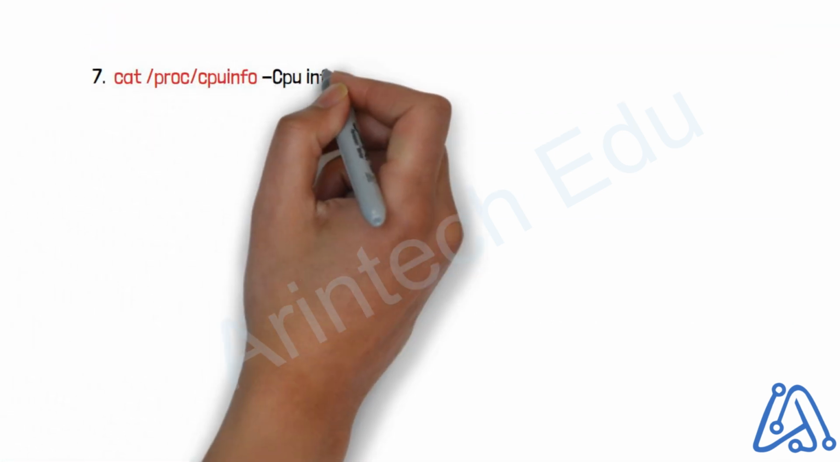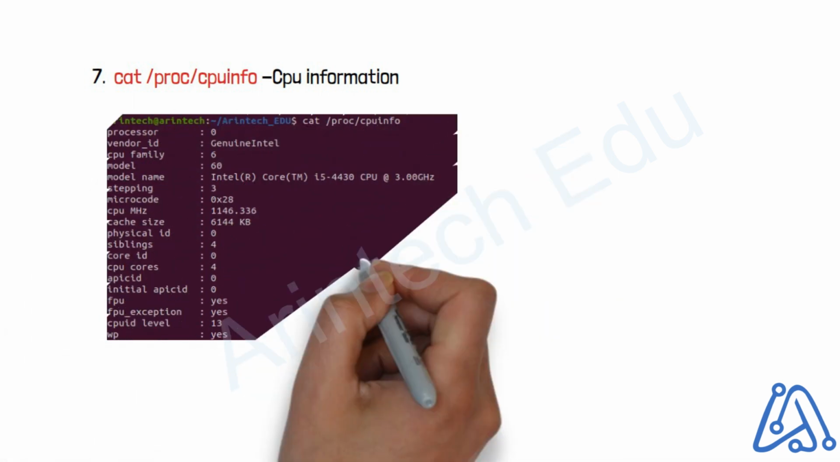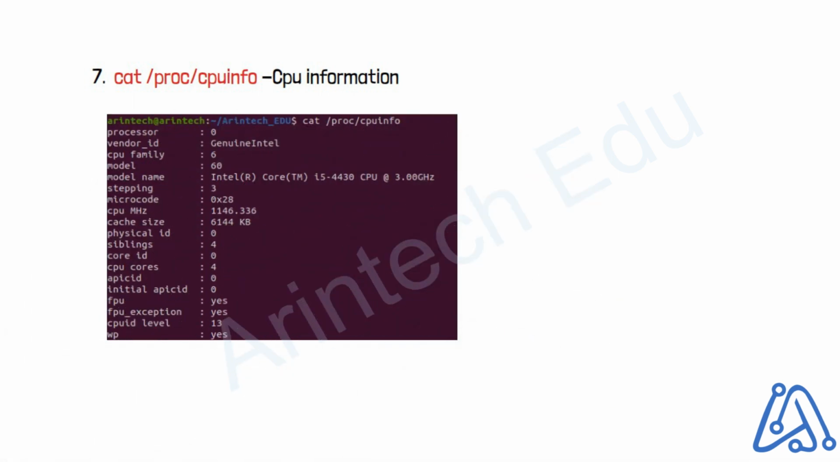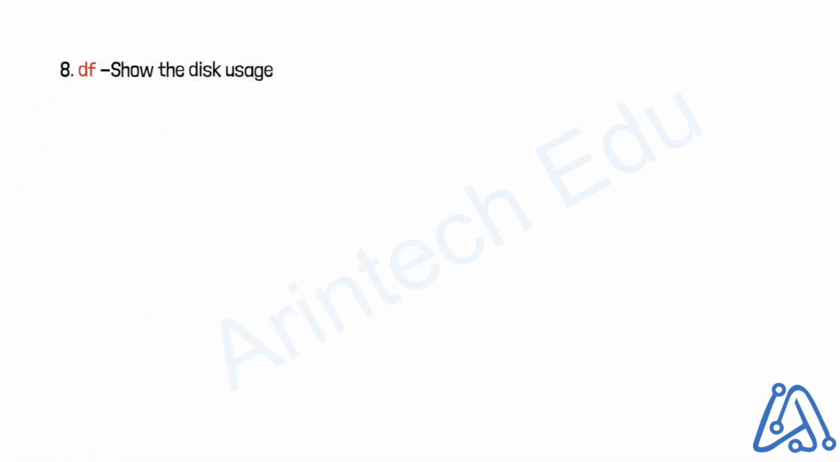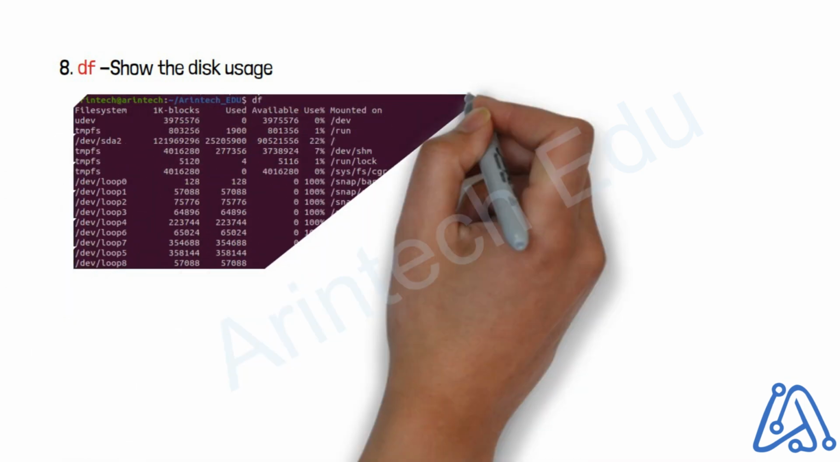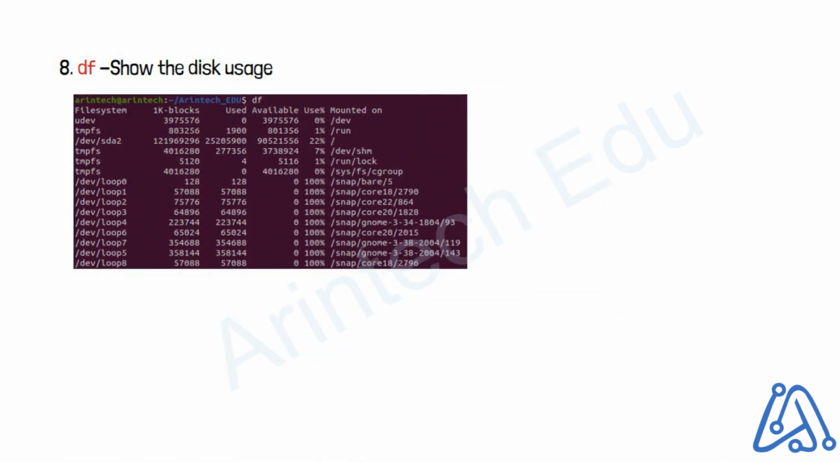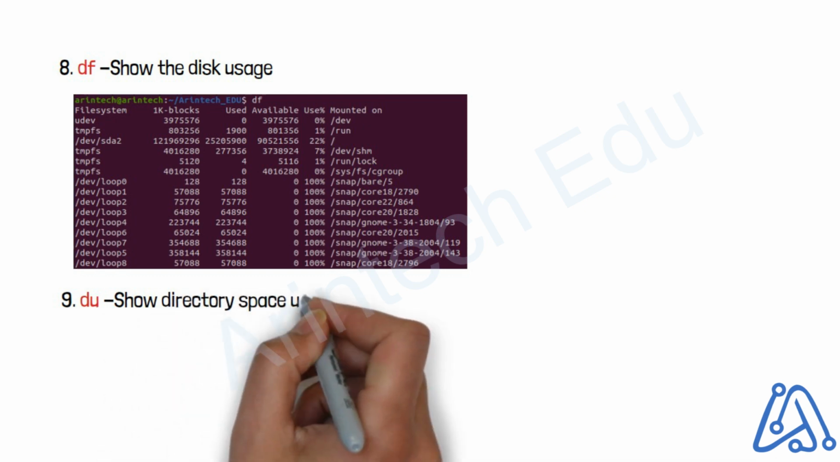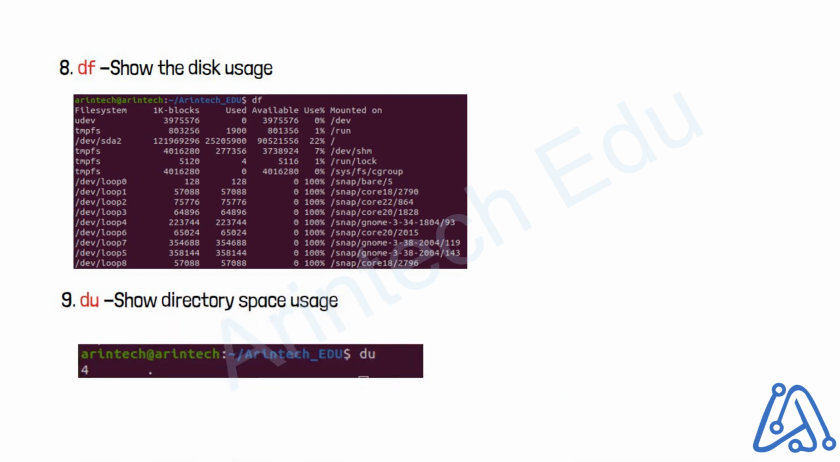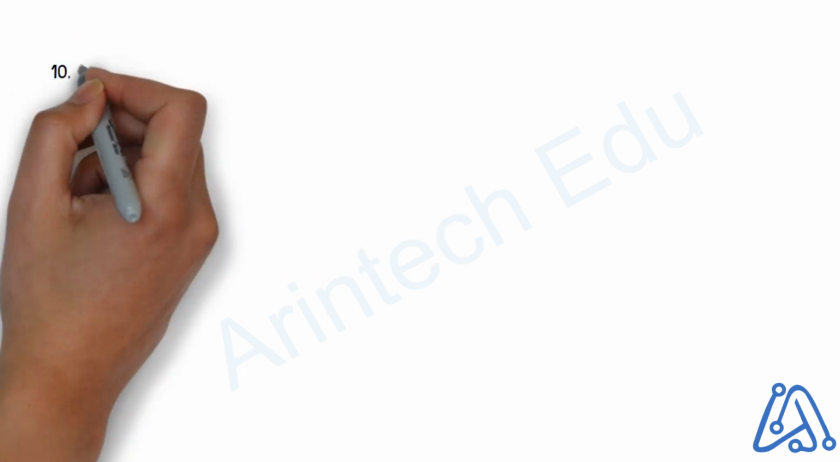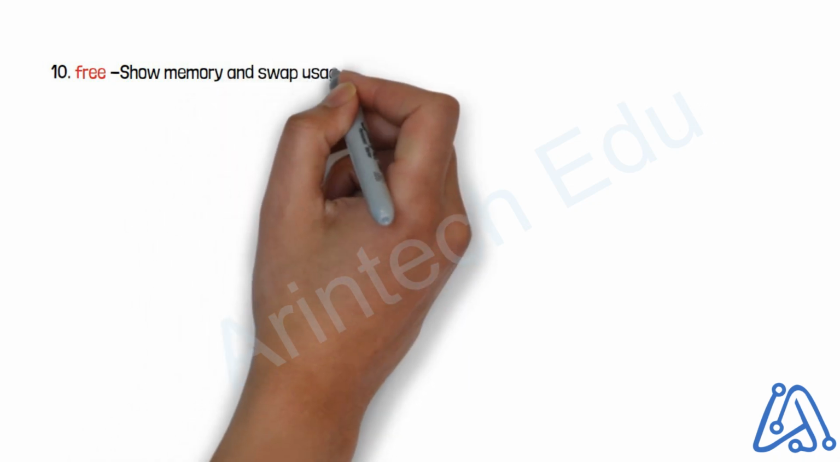7. cat /proc/cpuinfo, CPU information. 8. df, show the disk usage. 9. du, show directory space usage. 10. free, show memory and swap usage.